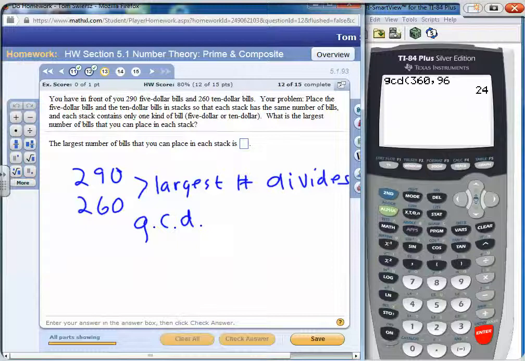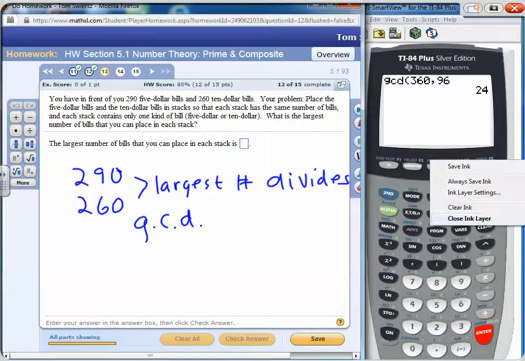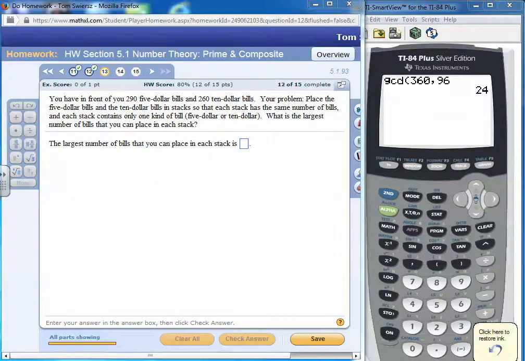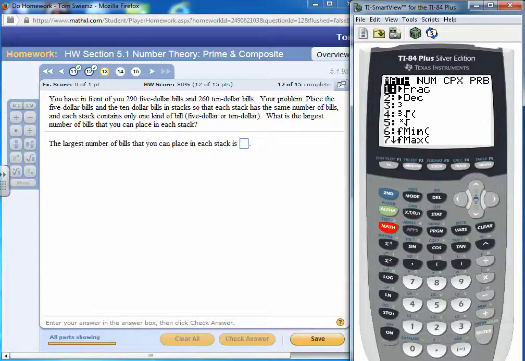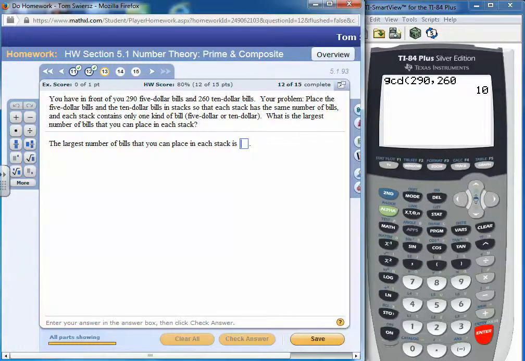290 and 260. So again, if you use your calculator, you can go ahead and do math, right arrow over to numbers, down to number 9, GCD of 290, comma 260, and we get 10.